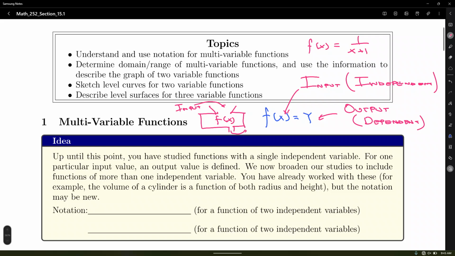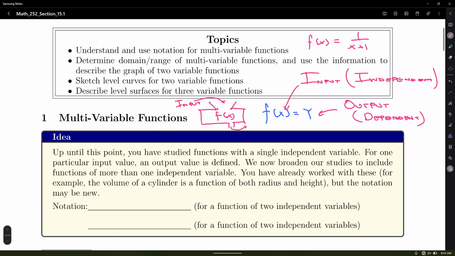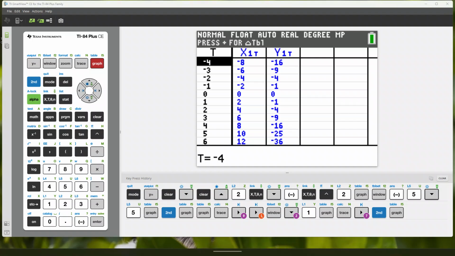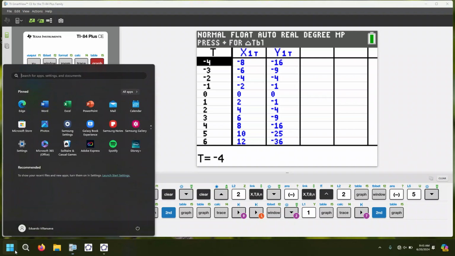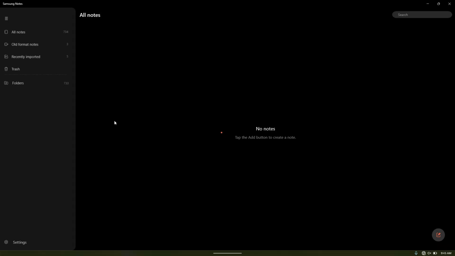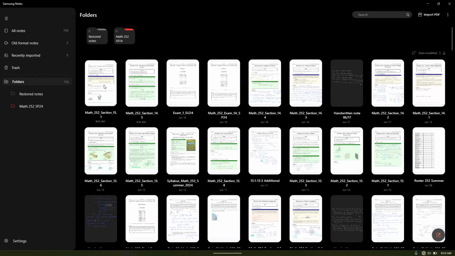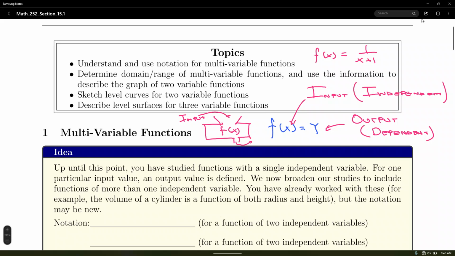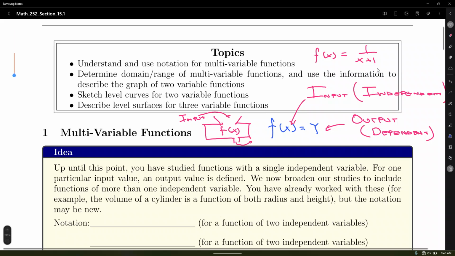And well, that's actually the output. The y will depend on how you control the input variable. So the output cannot be controlled. The input can be. All right, but what's the notation for functions of multiple variables? Well, if we have a function of two variables, we would just change our f notation.